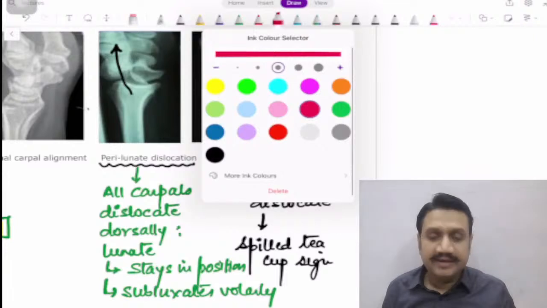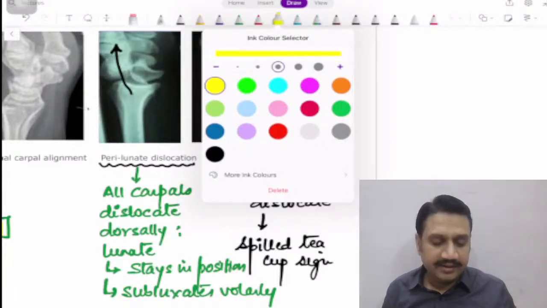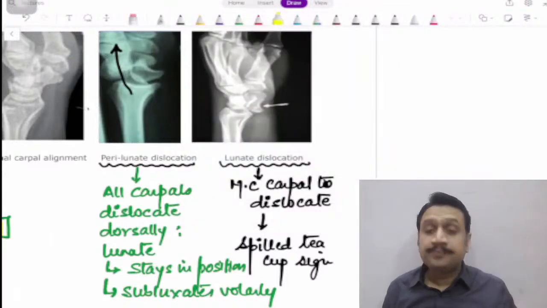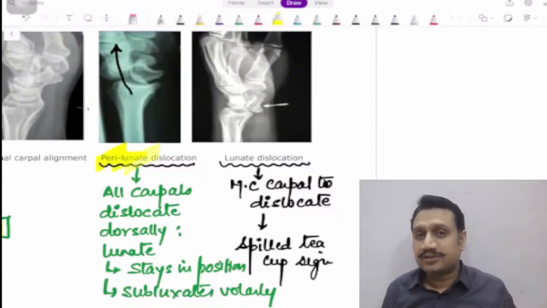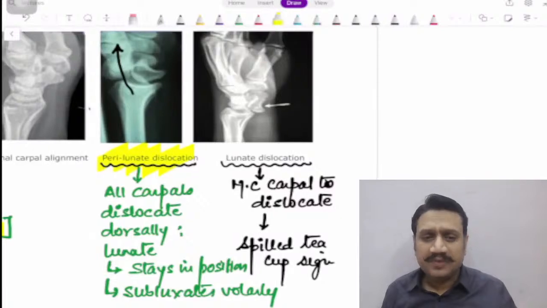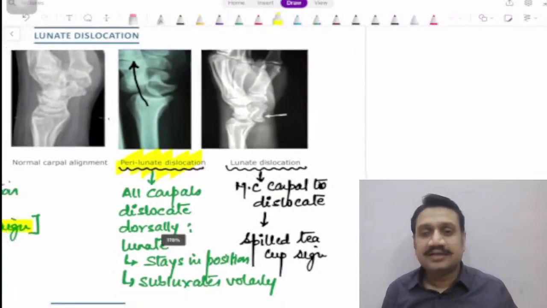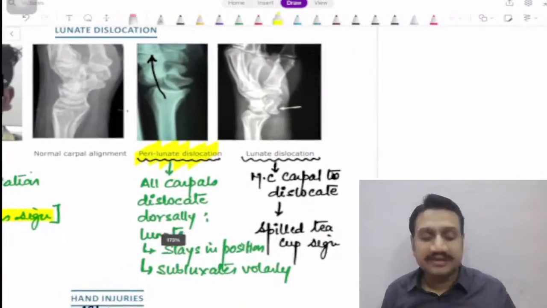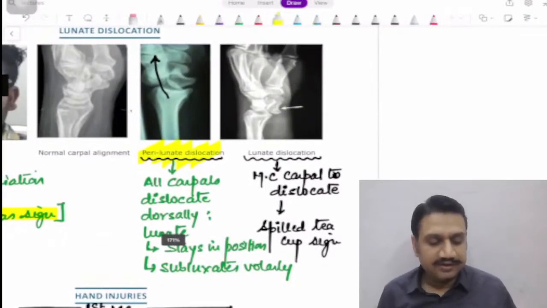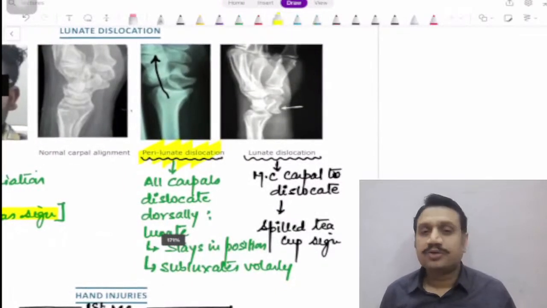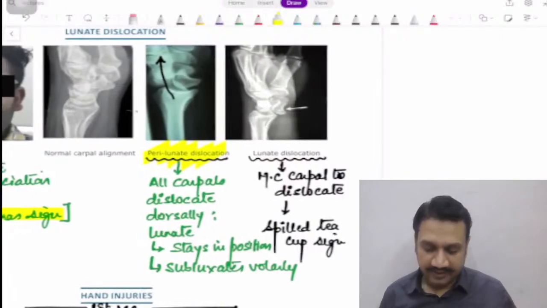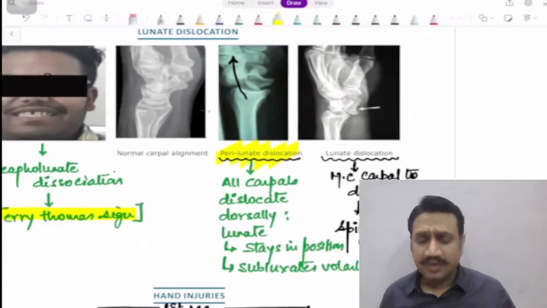All right, so lunate and perilunate. Remember this: lunate for dislocation. And whenever scapholunate dissociation happens, what do we see there? It is called the Terry-Thomas sign, the gap between the front two teeth of Terry-Thomas. That is what you call the Terry-Thomas sign. All right, so this is about your lunate.